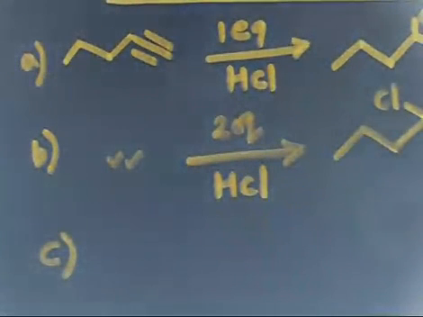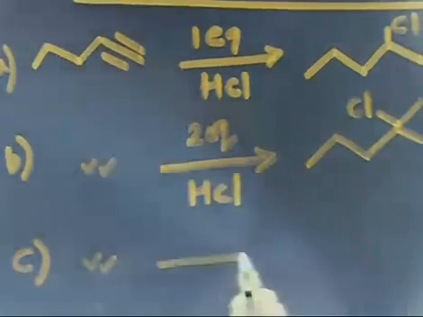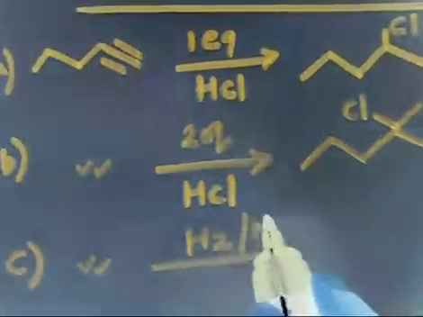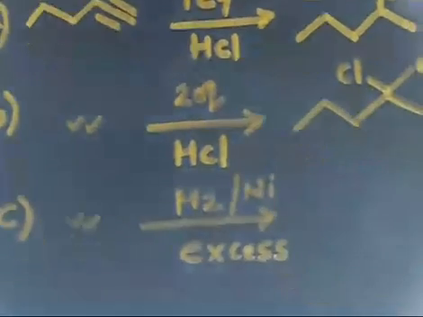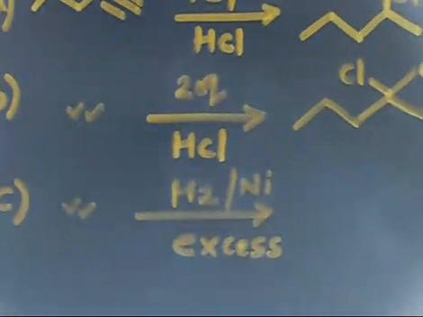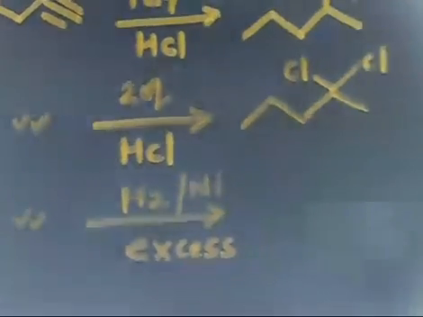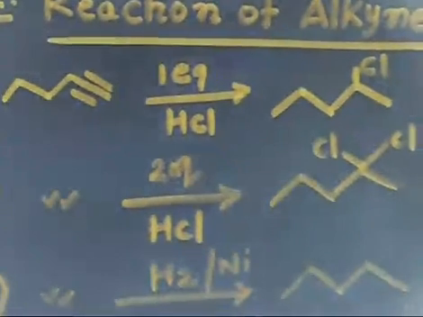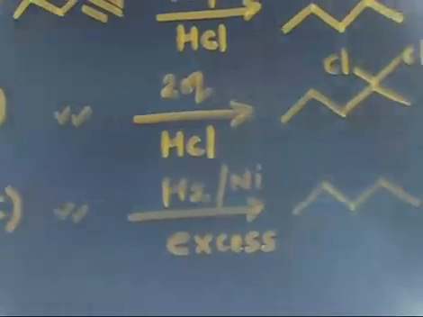Now let us say part C. So part C says this time excess H2/Ni. So the same compound I am taking, and this is reacted with excess H2 in the presence of nickel. What will be the product in this case? Now this is a reduction. Now you are using it in excess, so the alkyne will be converted into an alkane. So I will have simply this. Are you getting or not? So simply both pi bonds will get reduced.